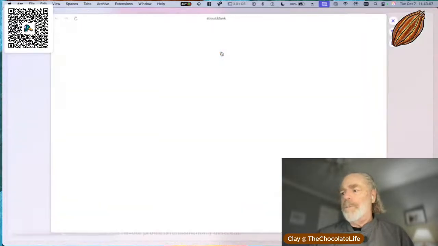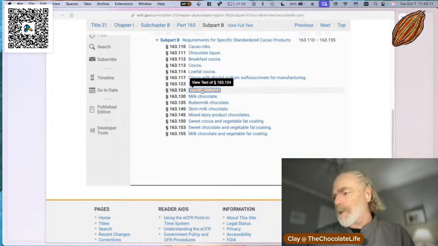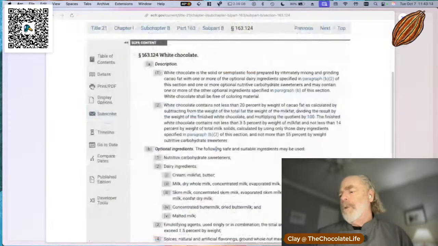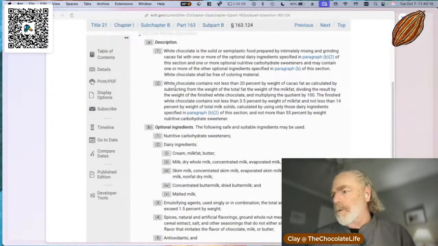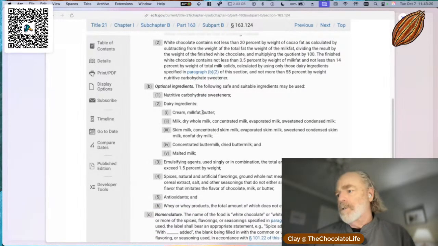And what might those be? We can go to the CFR, go down to section 124, and find out. So here's A2, which is what I was just reading to you. The dairy ingredients: cream, milk, fat, butter.